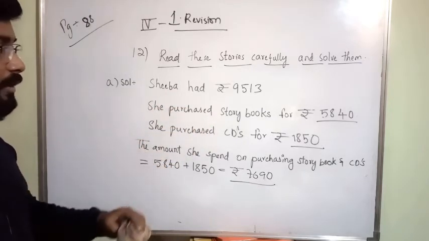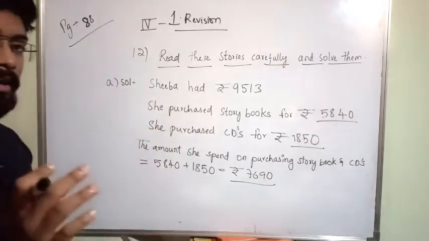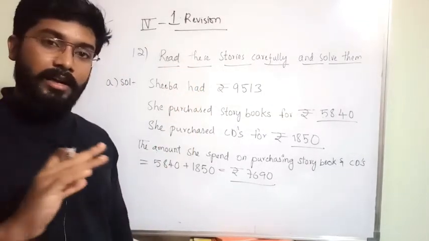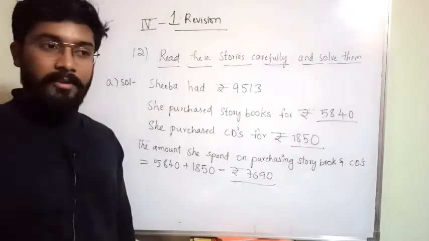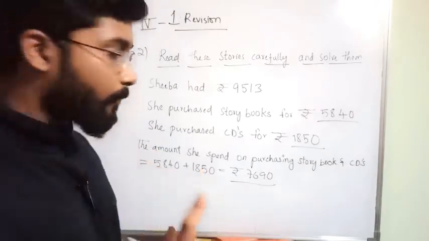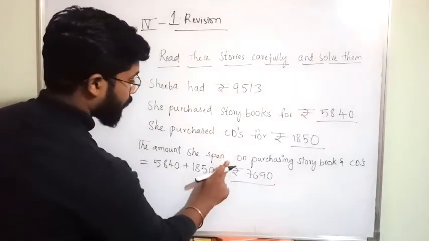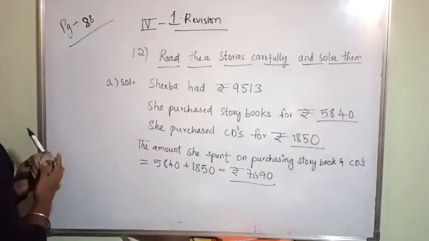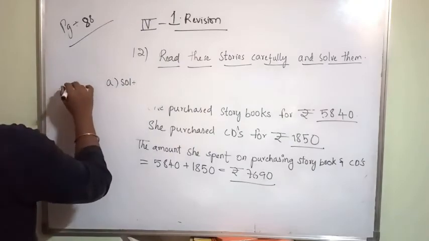Shall I give some time for writing? So you have to write this. What I am saying is, first you have to listen carefully. Once again, after completion of the class, go back to the video and write the notes carefully. First you have to listen, then only you should write. Don't do two things at a time. So the amount she spent on purchasing books and CDs is 7690 rupees.